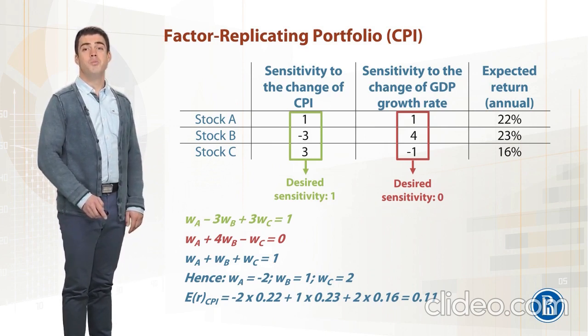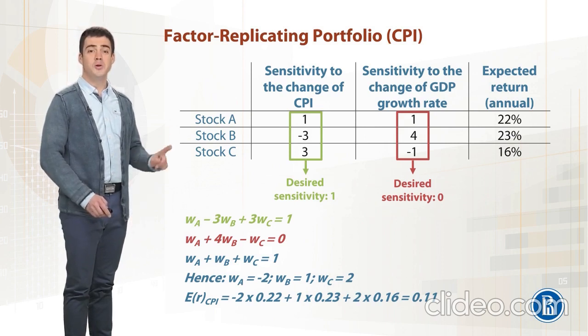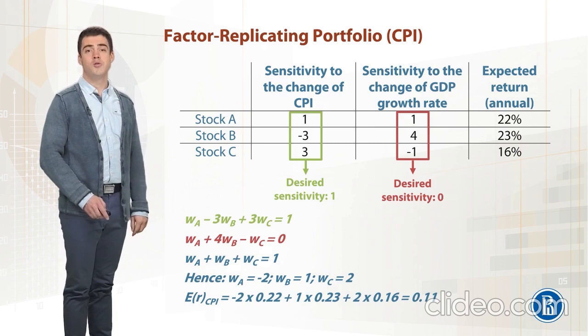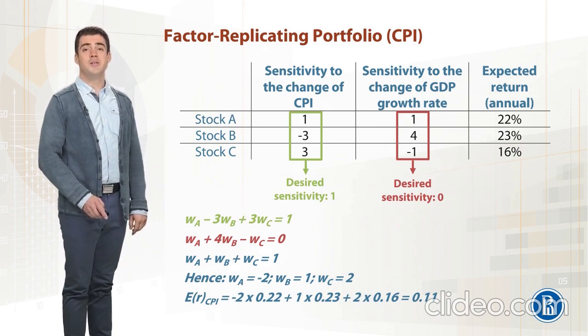It's easy to make sure that this portfolio will have unit sensitivity to the change of CPI and no sensitivity to the change of GDP, and its expected return will be equal to 11%.